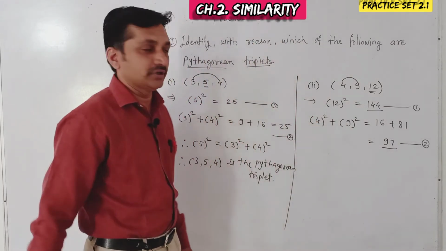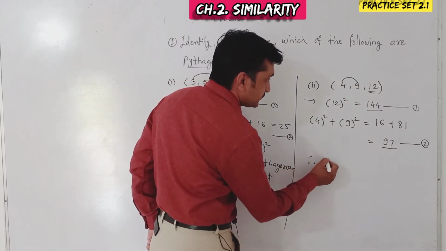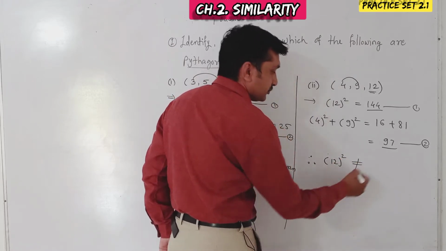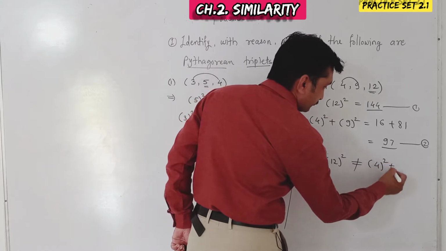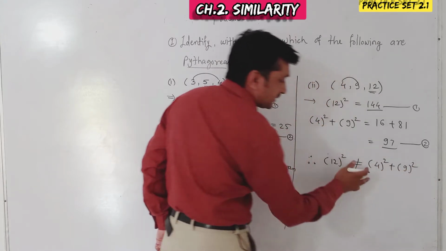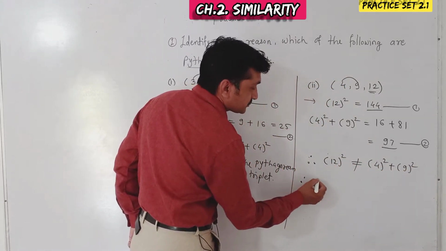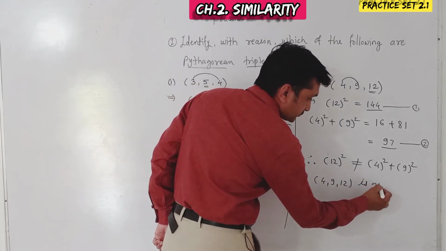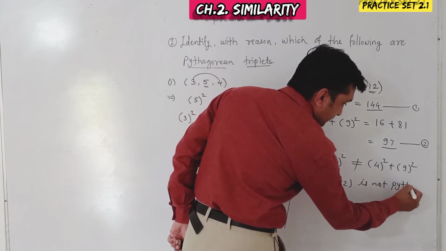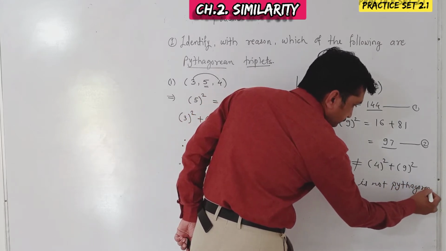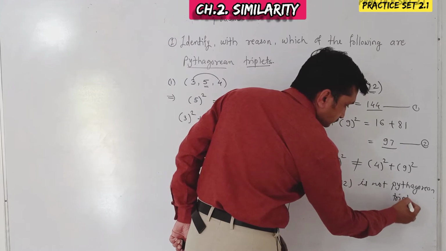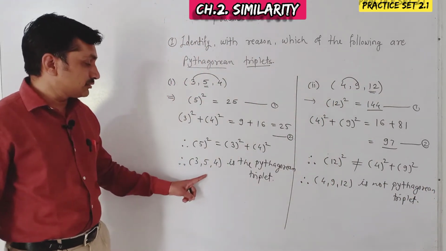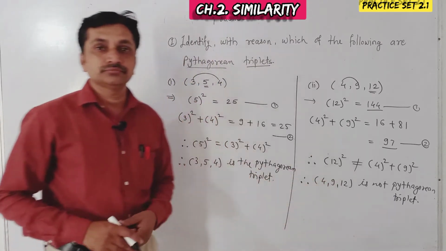These are not equal. And that's why we can write here 12 square, the largest number, is not equal to the sum of squares of the remaining two numbers. And if it is not equal, we can write 4, 9, 12 is not a Pythagorean triplet. Okay, in this way we have to identify, is it a triplet or not?